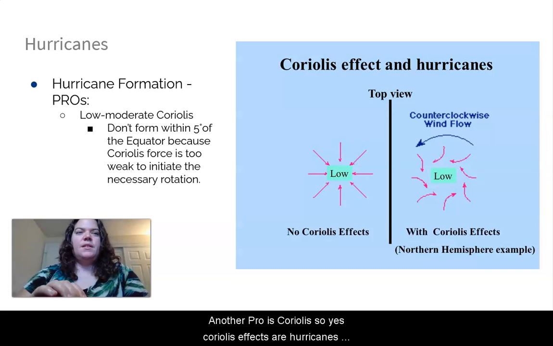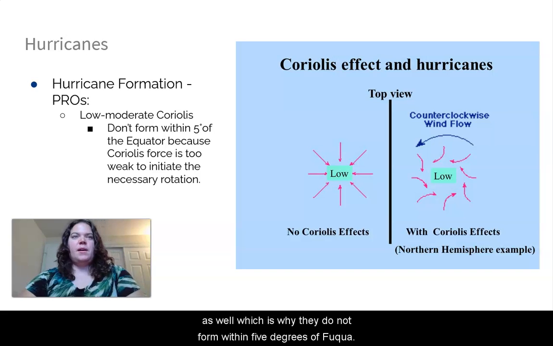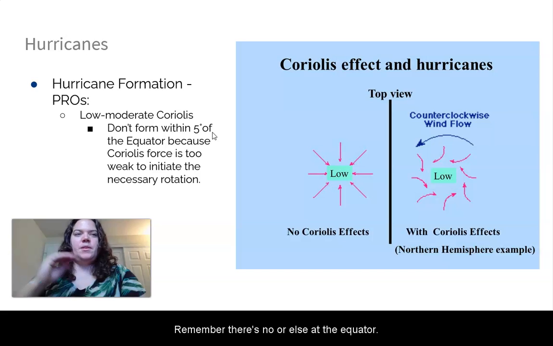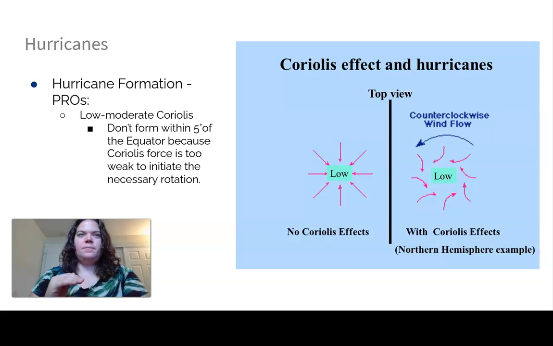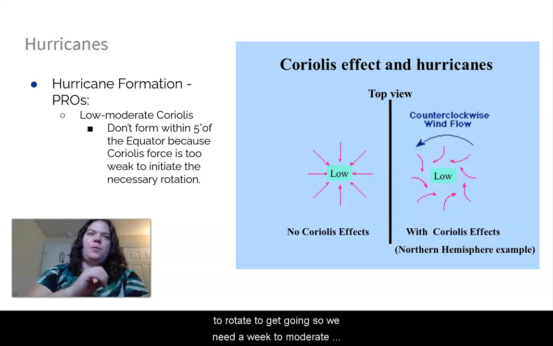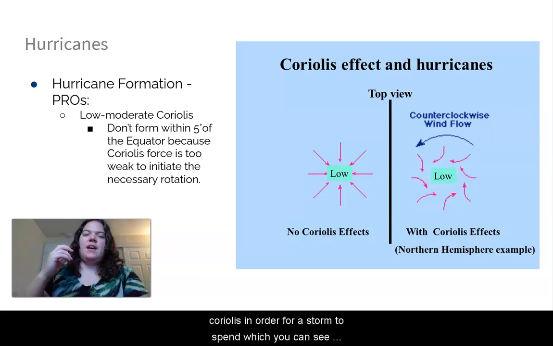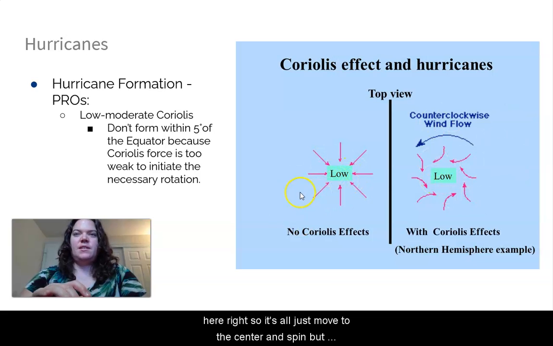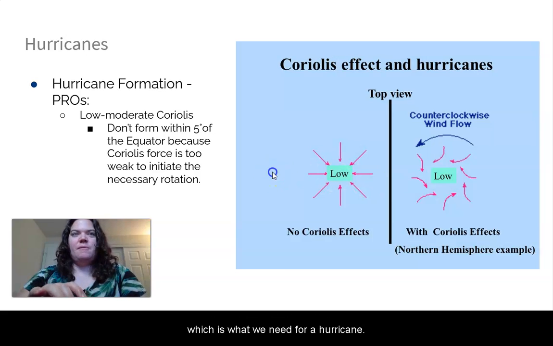Another pro is Coriolis. So yes, Coriolis affects our hurricanes as well, which is why they do not form within 5 degrees of the equator. Remember, there's no Coriolis at the equator, so there's not going to be a hurricane, because the hurricane needs to rotate to get going. So we need a weak to moderate Coriolis in order for our storm to spin, which you can see here, right? With no Coriolis, it's all just going to move to the center. It doesn't spin. But with Coriolis, we see there's some spin up in a counterclockwise direction in the northern hemisphere, which is what we need for our hurricane.